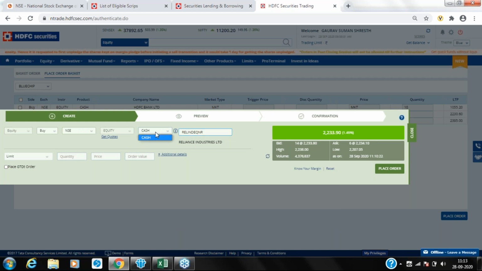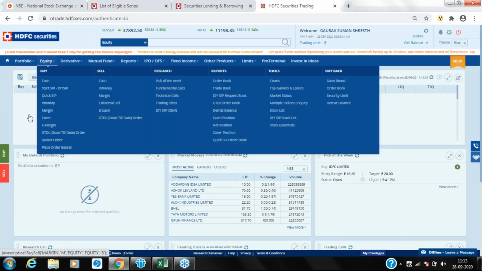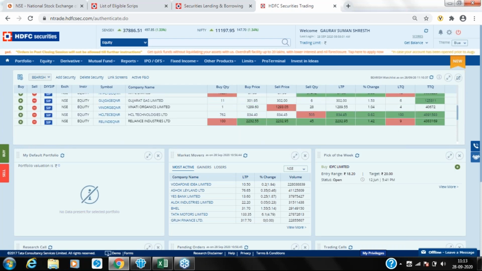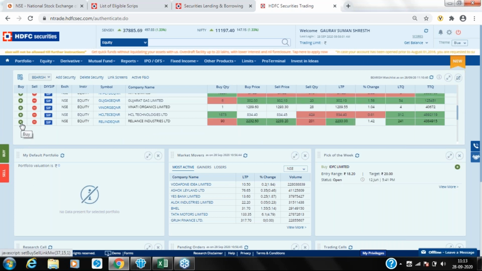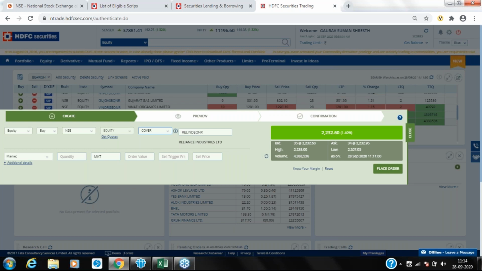We're going with Reliance Industries. First of all, you have to go to your watch list and click on the buy button. Once you click on the buy symbol, you have to go to your product, and in product, you have to select cover order. Now, why cover order? Because bracket order is an extension of a cover order only. So that's why you have to first select cover order.